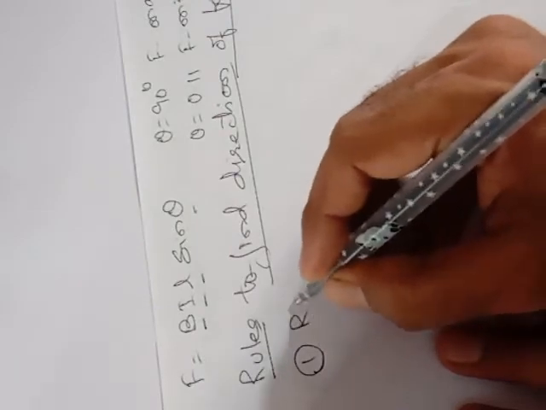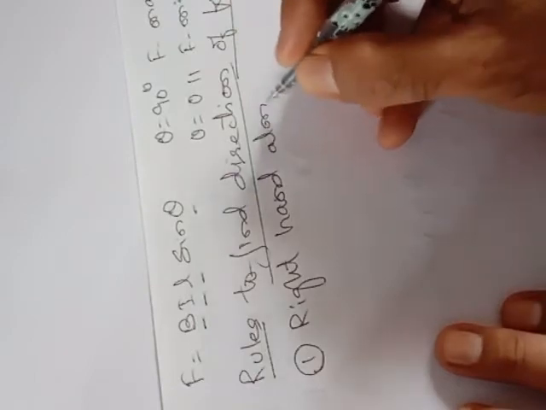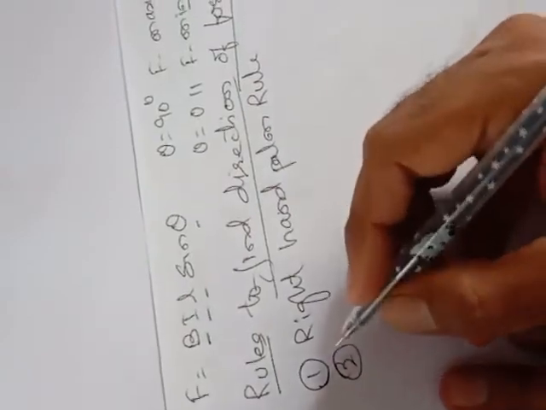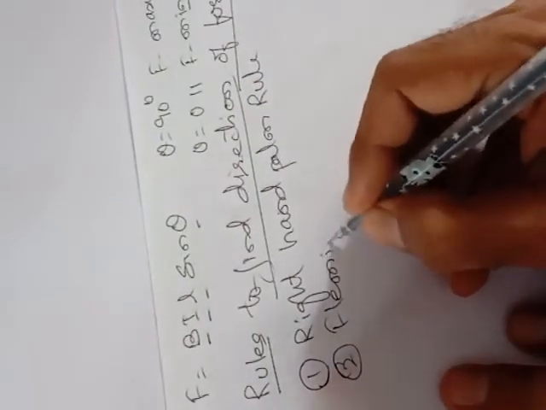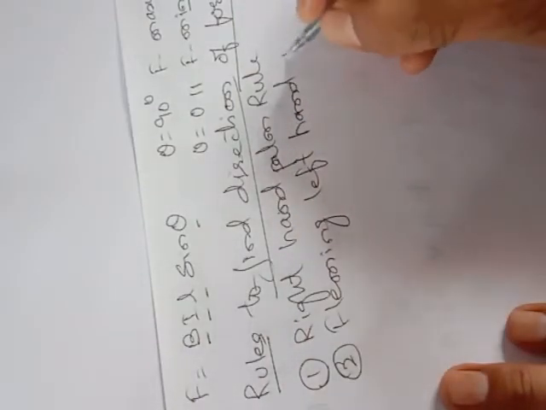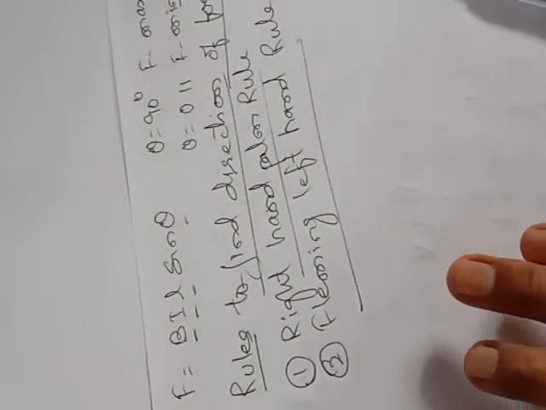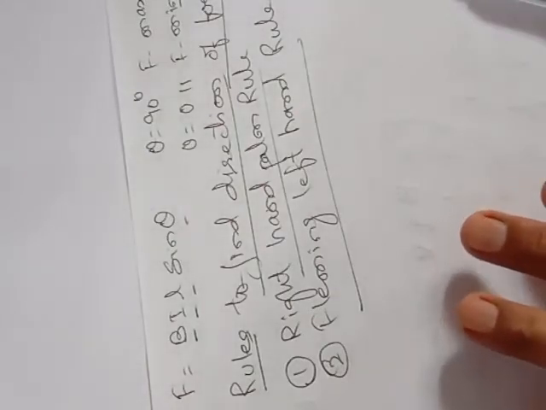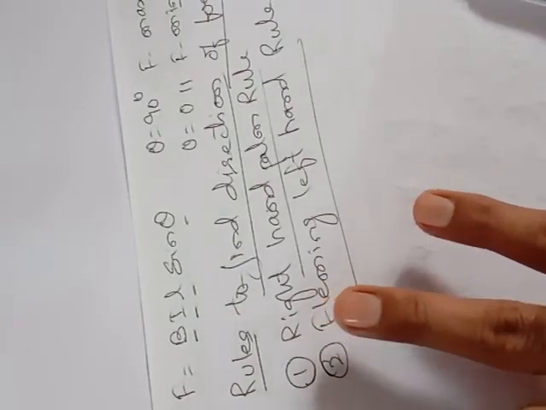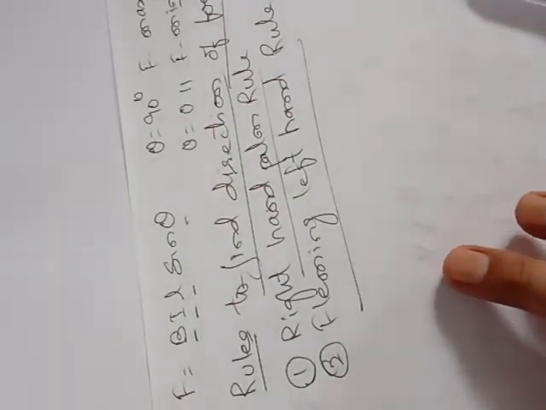First is the right hand palm rule. Second is Fleming's left hand rule. So to find the direction of the force, there are two rules which we have to understand properly. Right hand palm rule. So now we have to understand the right hand palm rule. What is the right hand palm rule?